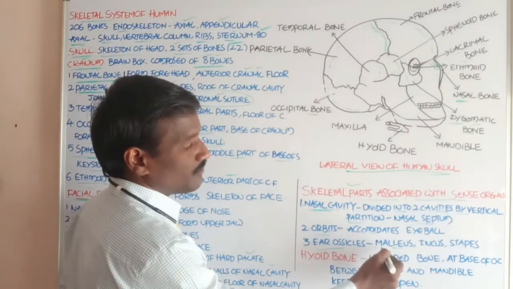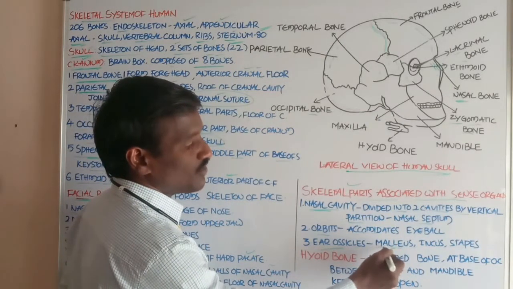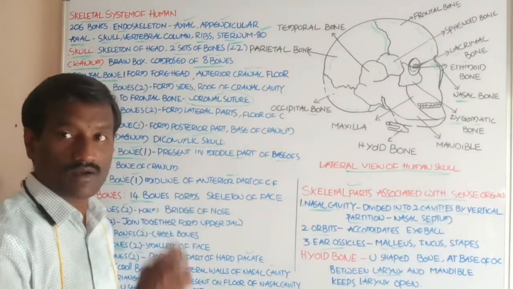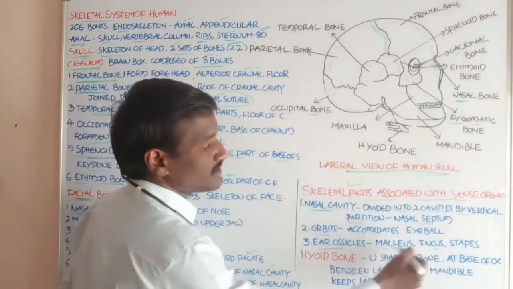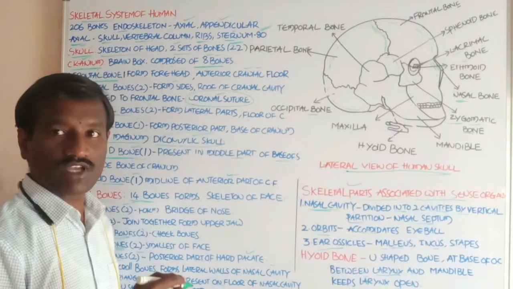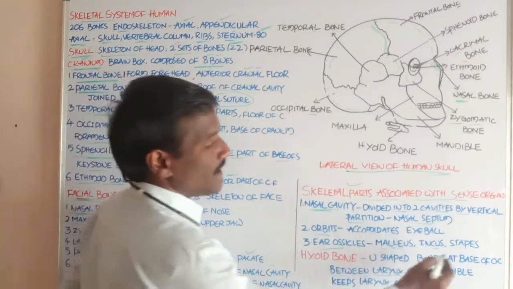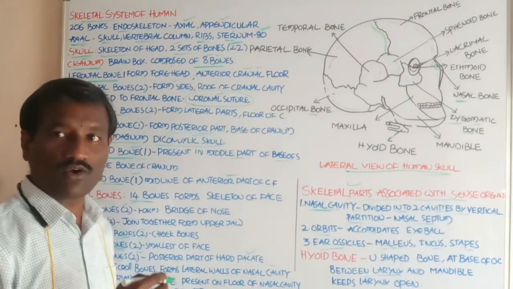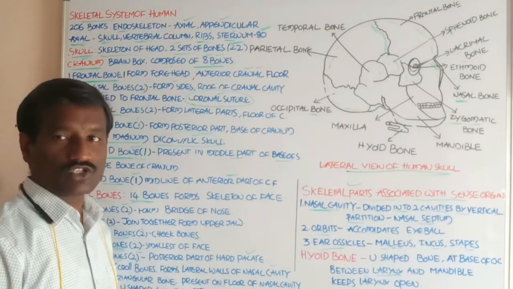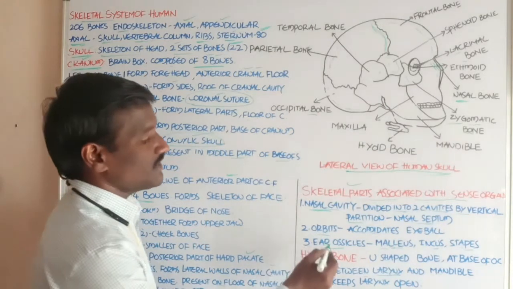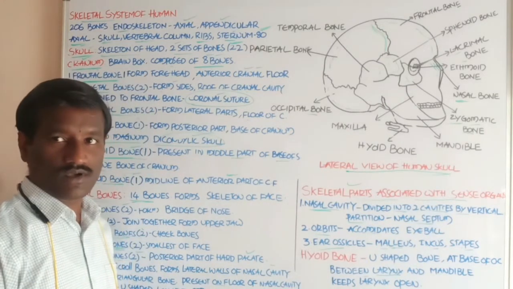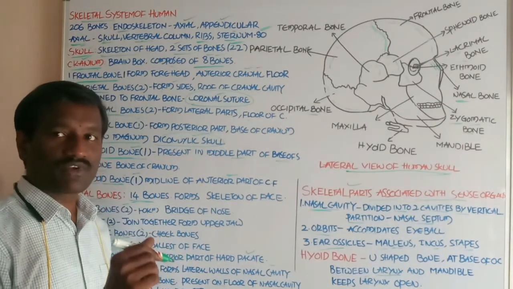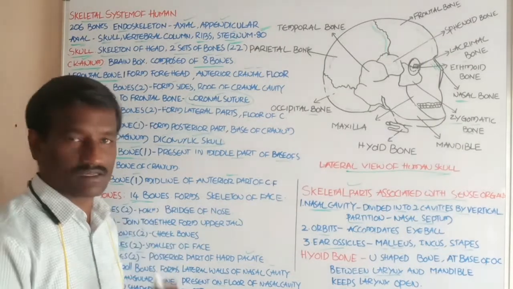Malleus is the modification of the articular, incus is the modification of the quadrate, and stapes is the modification of the hyomandibular. Okay student, these are the movable tiny bones present in the middle ear, which are called ear ossicles.